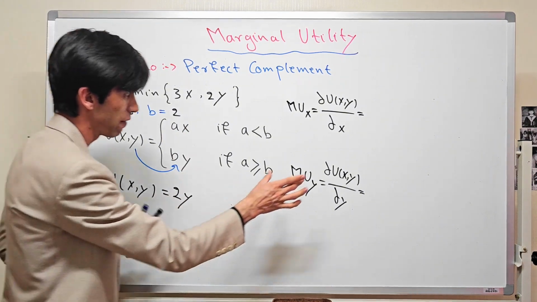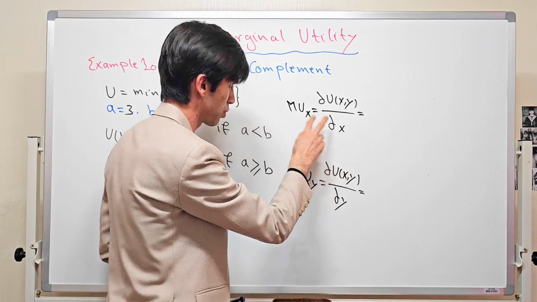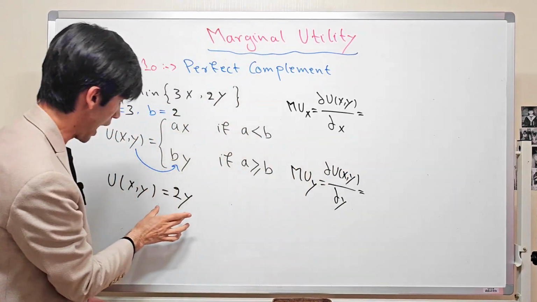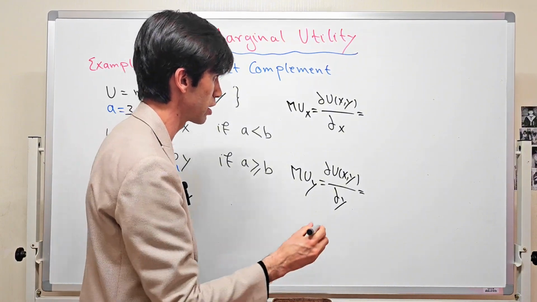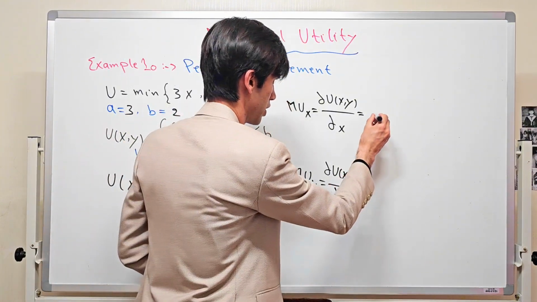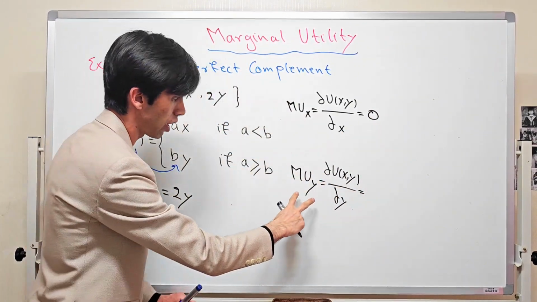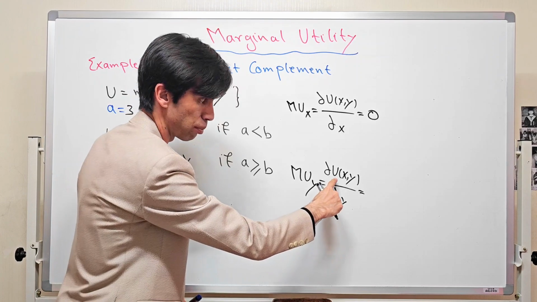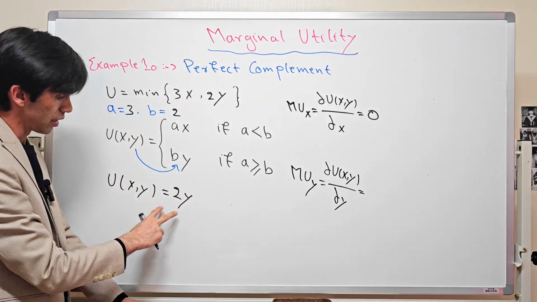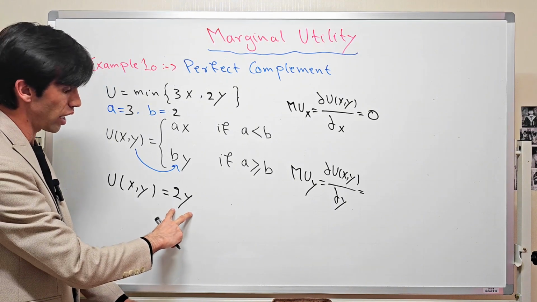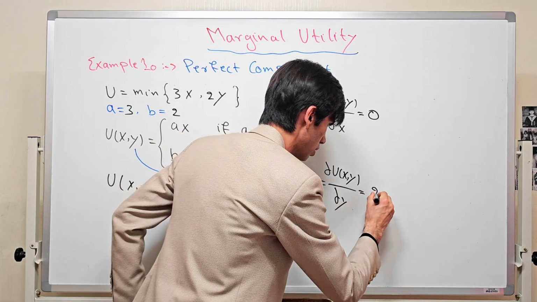If we take the partial derivative of U(x,y) with respect to x, which is the marginal utility of x, as we don't have any x term here, the partial derivative will be equal to 0. Then the marginal utility of x is equal to 0. If you find the marginal utility of y, which is the partial derivative of U(x,y) with respect to y, and we know that the utility function is equal to 2y, the partial derivative with respect to y will be equal to 2.